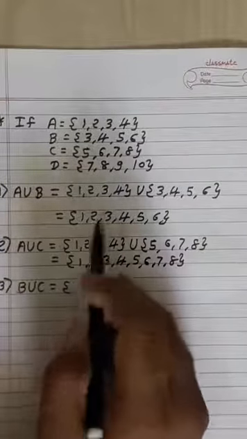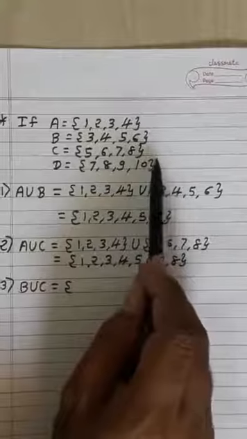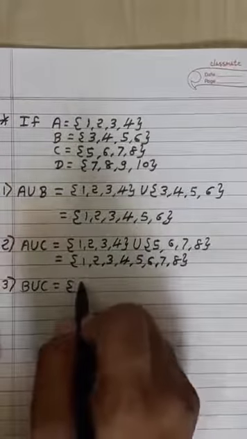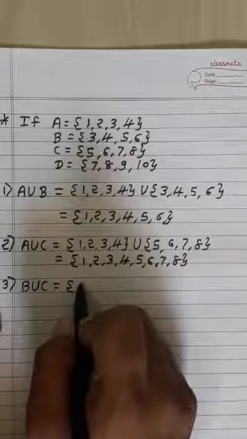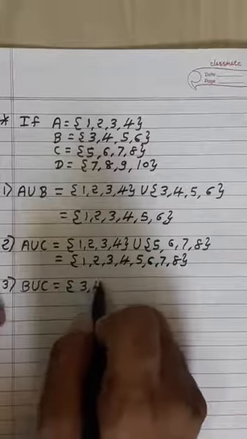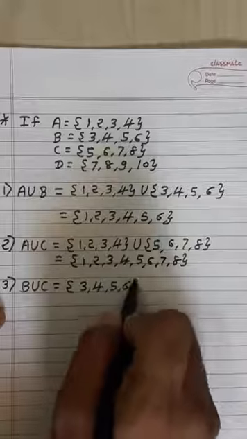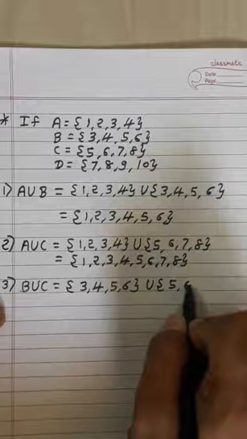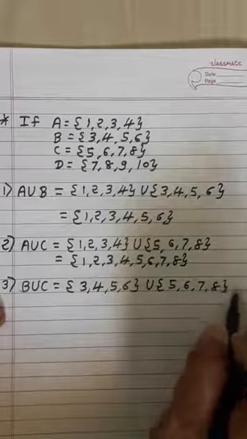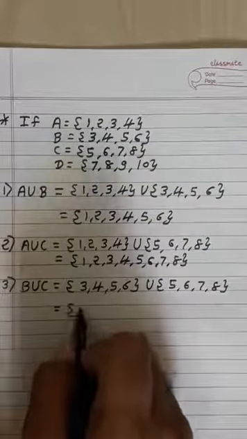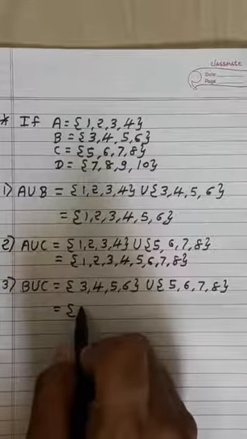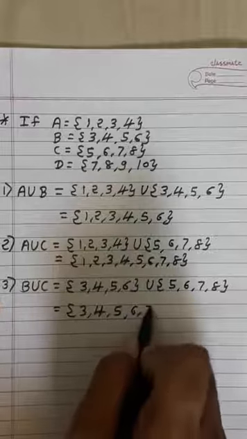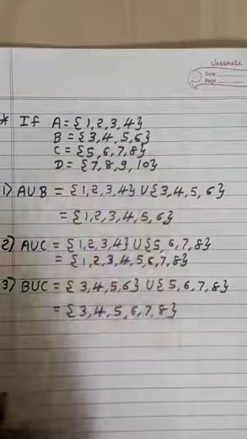Now next one, B union C. B union C means all the elements of set B as well as all the elements of set C. So first of all we write all the elements of set B, that means 3, 4, 5, 6 union set of C, that means 5, 6, 7, 8. So B union C, that means the answer is 3, 4, 5, 6, 7 and 8.